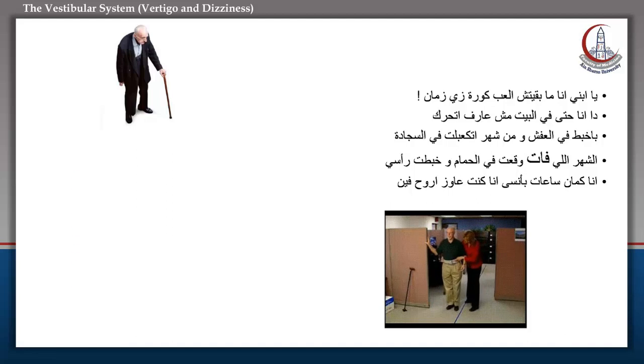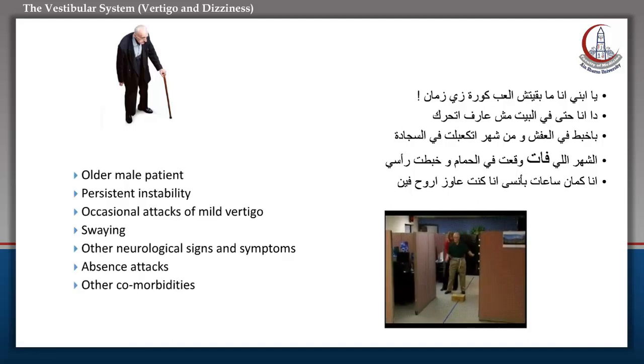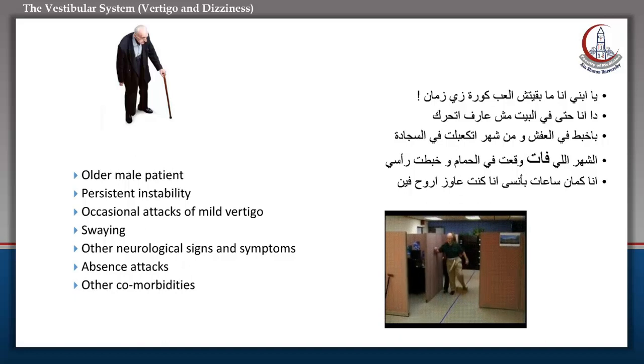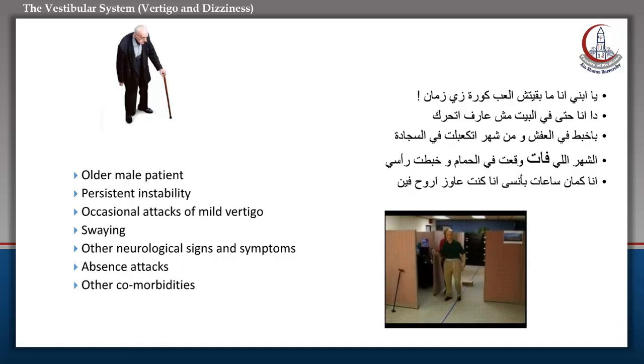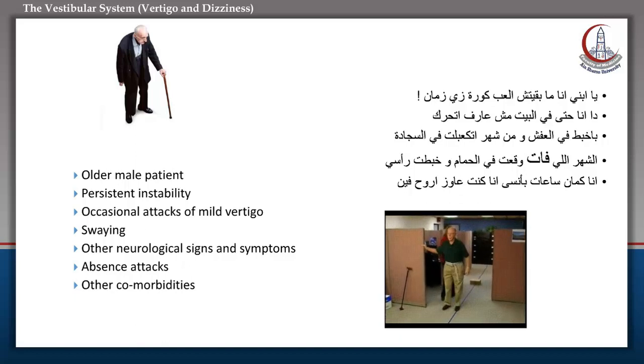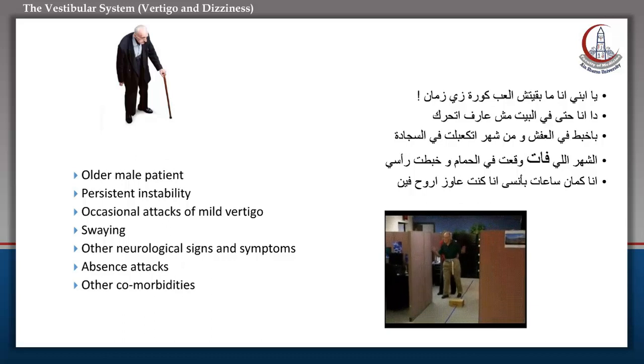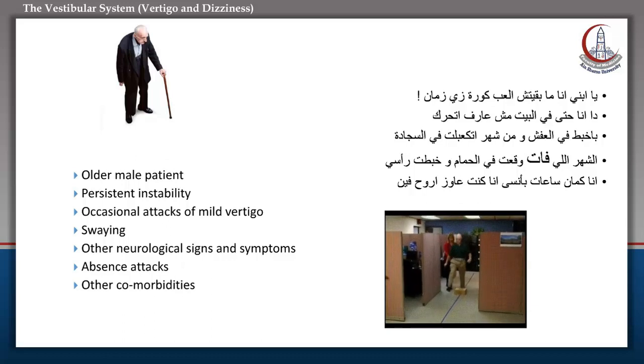Usually this affects older males because, as you know, systemic risk factors are much more serious in males, but after the menopause, males and females are equal. Here, there is no acute vertigo. There is no spinning sensation.